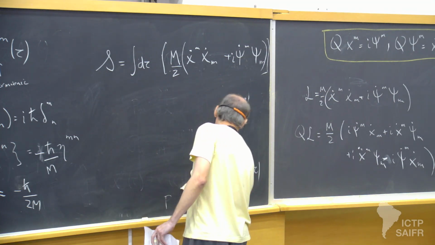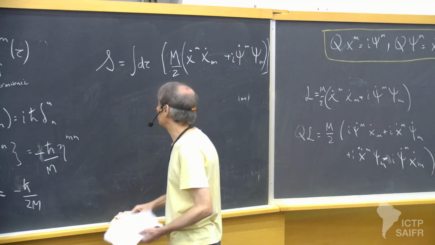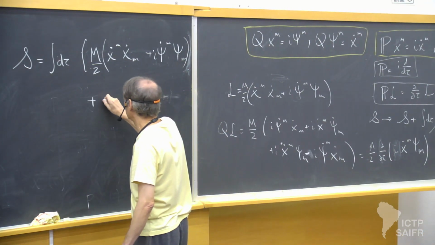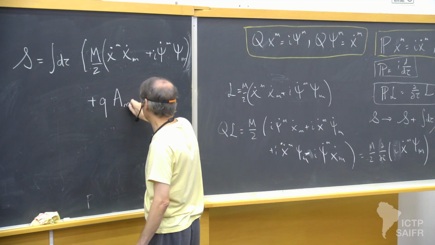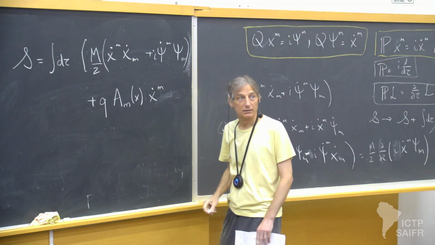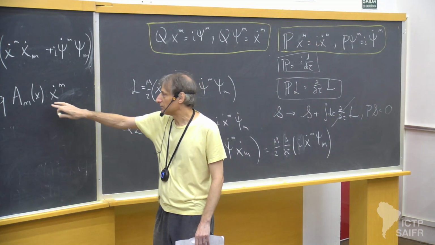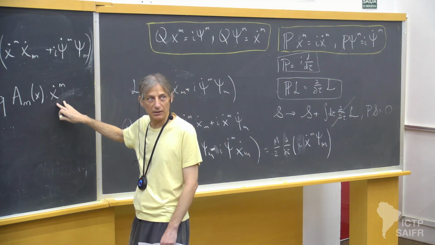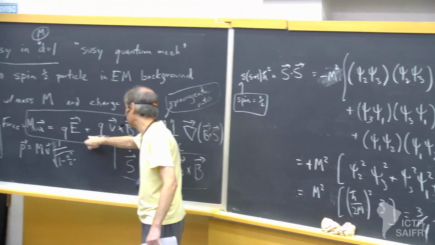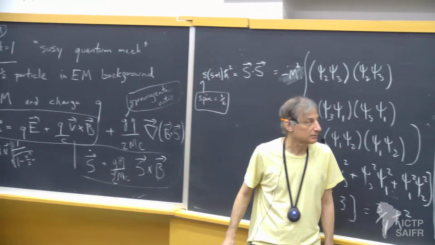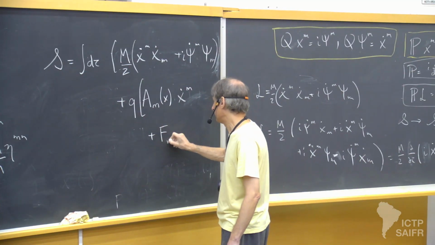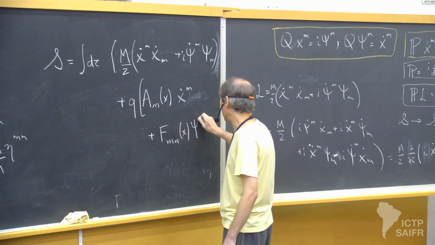So remember, for the particle of spin 0, we added a term here, which was q times A_m of x times x dot m. Now, this term you still want to keep, because remember, it's that term which generated this term in the acceleration. But we want an additional term, which is going to generate this. The additional term we're going to add is equal to F_mn of x times psi m psi n.